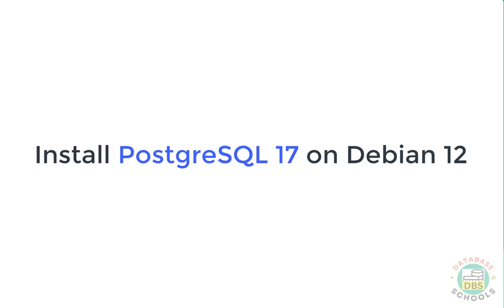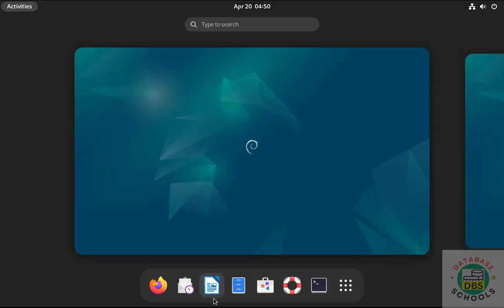Hello guys, in this video we will see how to install and configure PostgreSQL 17.4 on Debian 12 operating systems. But the process is same on all Debian operating systems. First open any web browser.